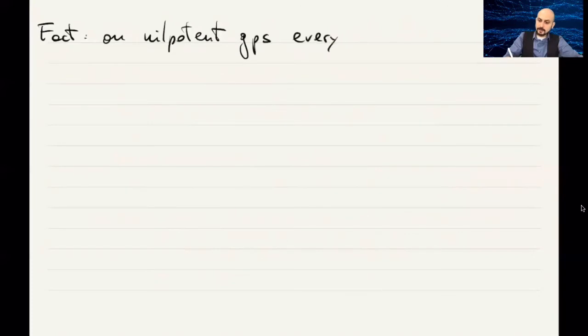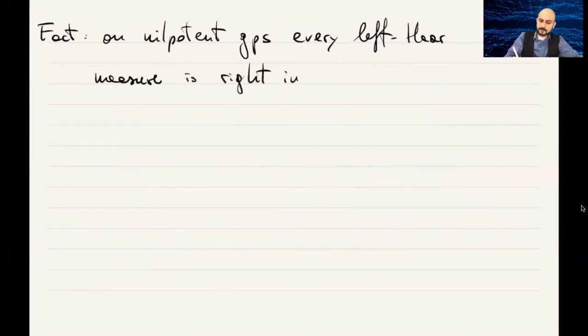Another fact that's good to know, but we will not really use it, is that on nilpotent groups, every left Haar measure is also a right Haar measure, so it's also right invariant, and we just call them Haar measures. For Carnot groups, this will be much simpler to prove. Okay, it's good to know that something more general is true.